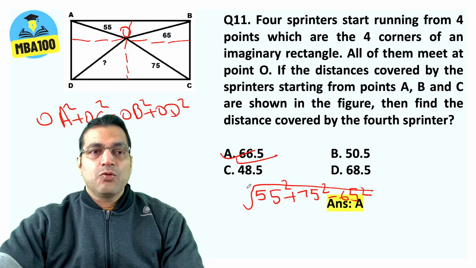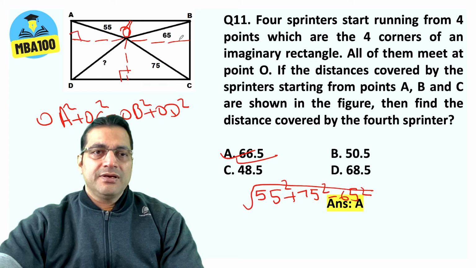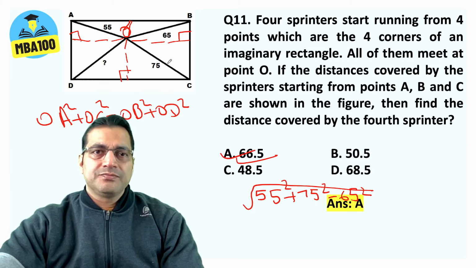Answer A. OA square plus OC square is equal to OB square plus OD square. You can easily prove it. Just drop a perpendicular here, on the opposite side as well, here, here. Use Pythagorean theorem.